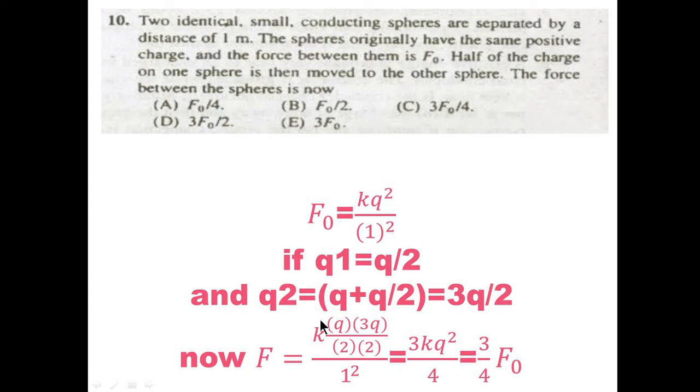So now the force becomes F with Q by 2 for one charge and 3Q by 2 for the second charge, as from one charge half of the charge was moved and in the next it was added as 3Q by 2 by taking LCM of that. So this is one sphere, the distance remains the same. Now 3kQ squared by 4, and what you get is 3 by 4 of the original force. So the option is 3 by 4 F naught and option C is the correct option.